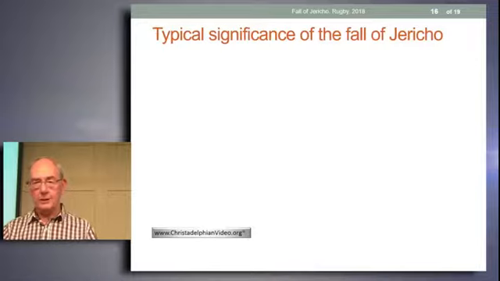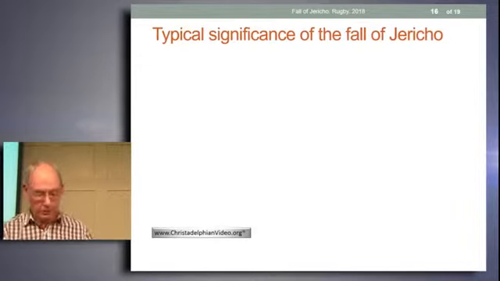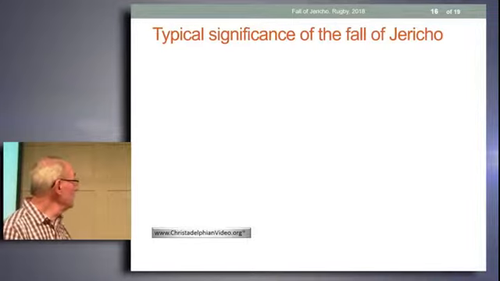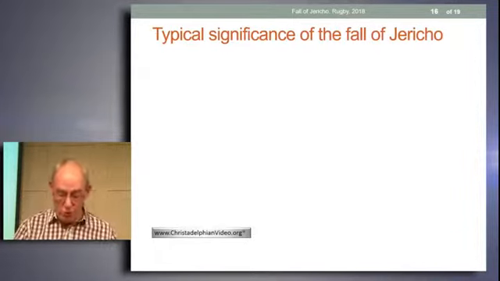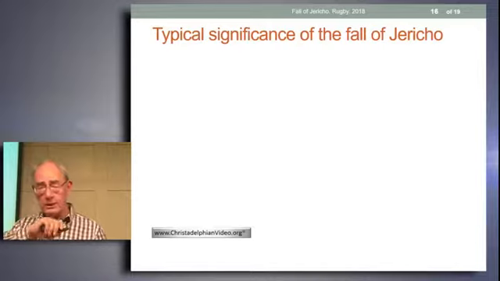It is an extraordinary business, isn't it? This 7 times around the city, and then on the 7th day, 7 times, and then comes the destruction when they shout. Reminds us very much, doesn't it, of the sevenfold judgments on Rome. These are the 7 seals spoken of in the book of Revelation.